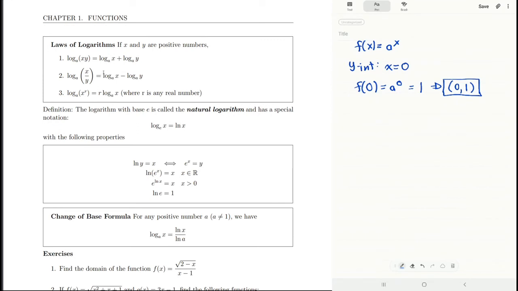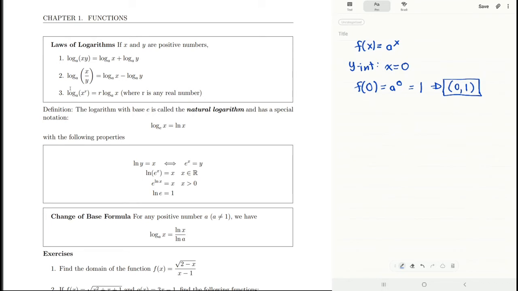Now here are some laws of the logarithms. If x and y are any positive numbers, then the log base a of xy is the same as log a of x plus log a of y. If I have the log base a of x divided by y, then this can be turned into a subtraction, so log base a of x minus log base a of y.